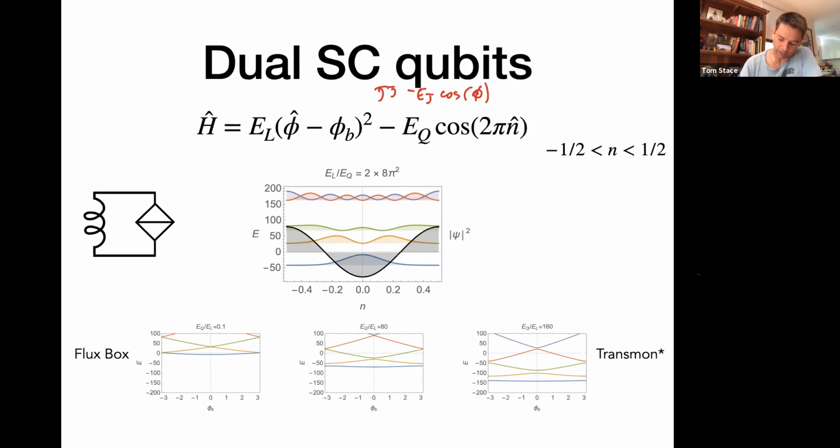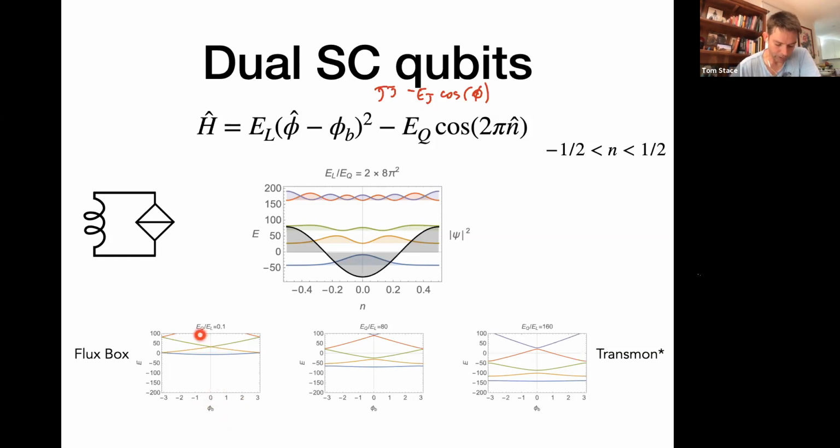I've got a ground state that looks like a harmonic oscillator ground state, and I've got excited states that sit above that, and it's anharmonic, so the transition frequencies are anharmonic. And similarly, I can introduce a parameter phi b, and this parameter phi b is dual to the voltage bias NB that I introduced for the transmon. It's just a parameter that's controlled by some external flux that I might have access to via some current bias.